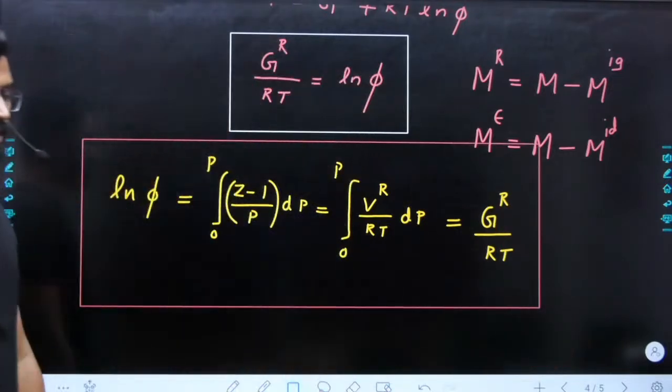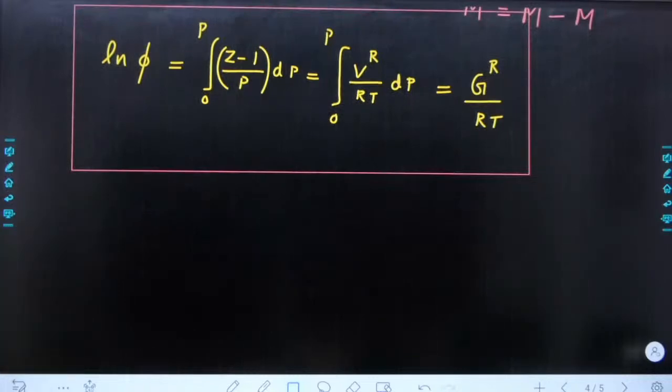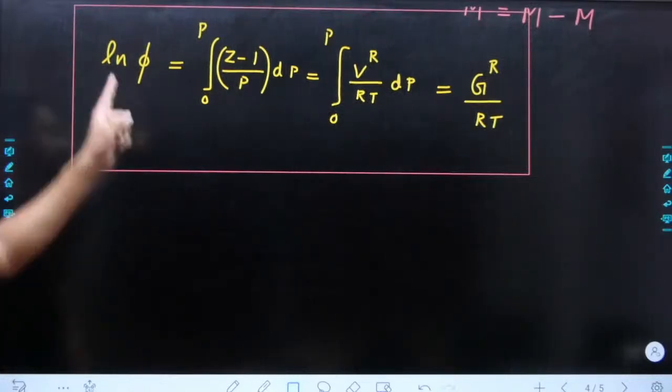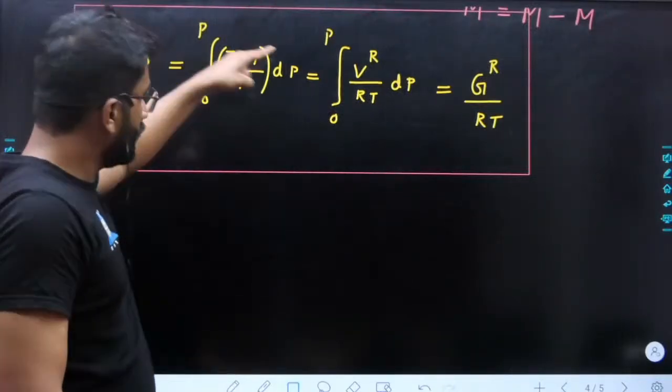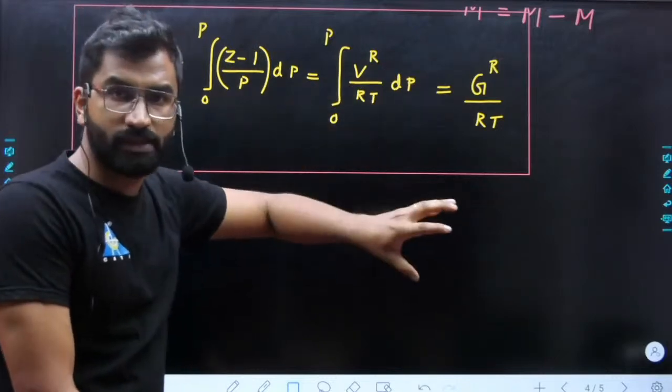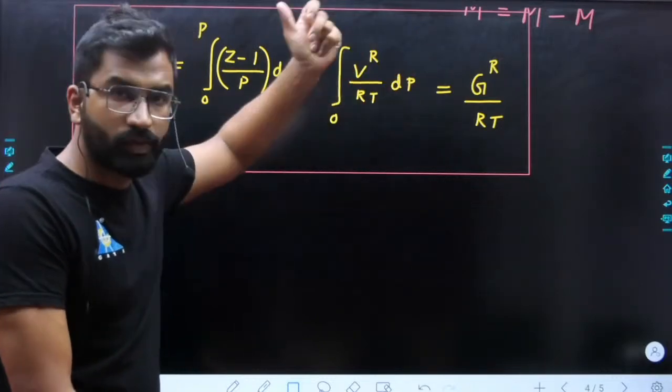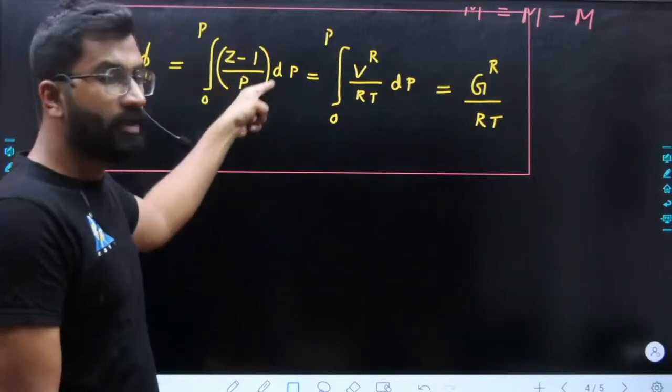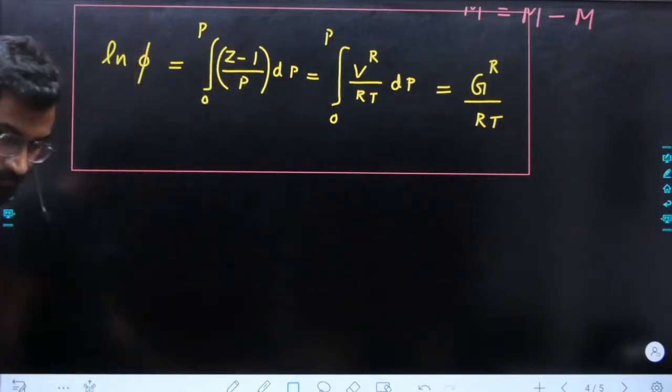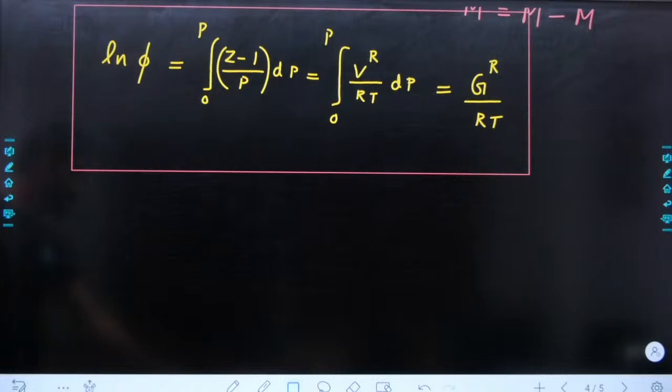First chapter में इतना काफी है for solving all the questions. Okay? So calculation of fugacity is based on residual Gibbs free energy. You can calculate by using residual volume. You can calculate by using compressibility factor. So these are the total equations. Yes, I hope it is clear for everyone.